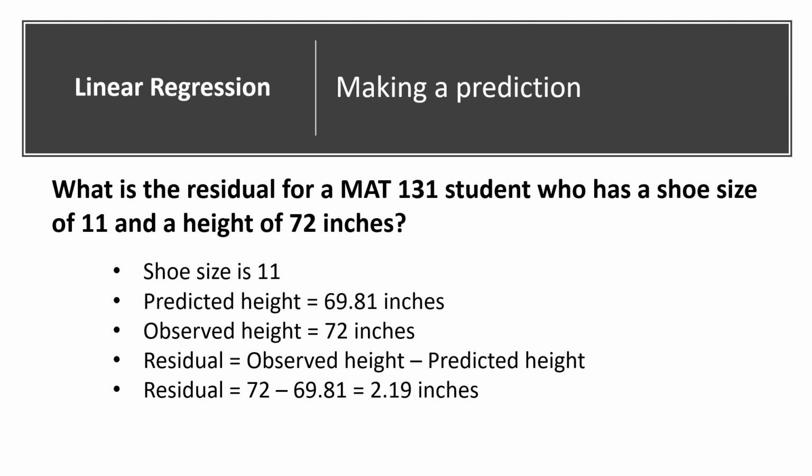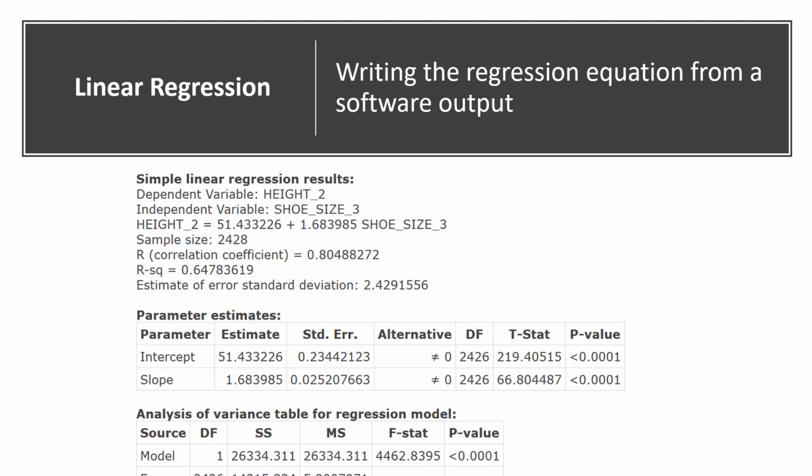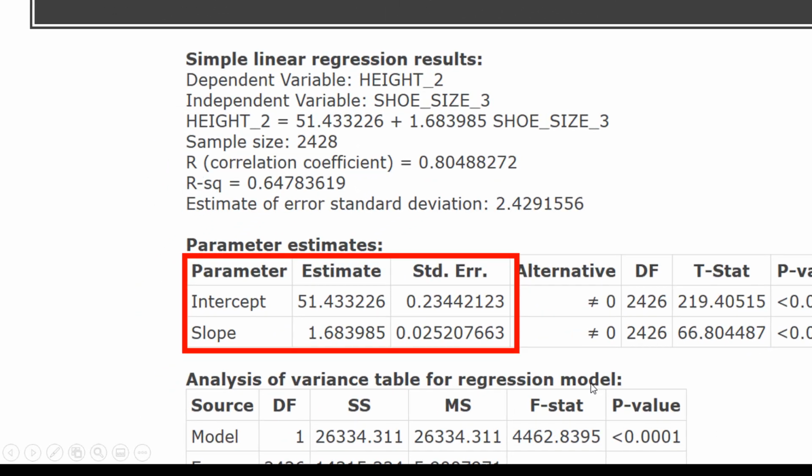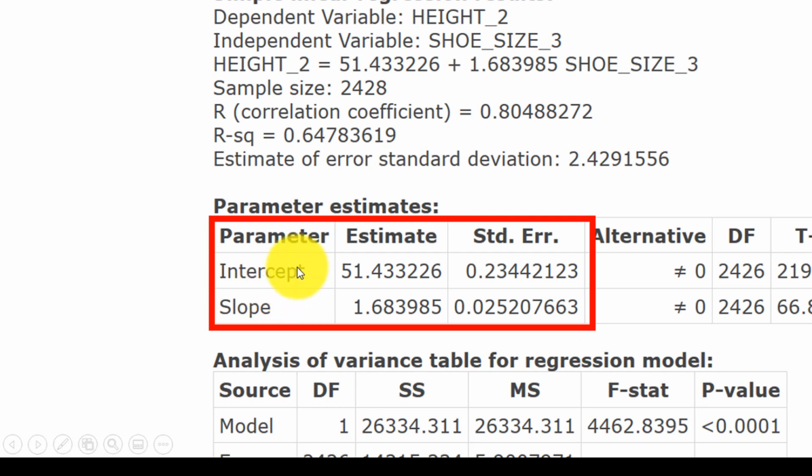Let's go back and look at our StatCrunch output. Here is the output from StatCrunch. If we look down where it says parameter estimates, notice the first one says intercept and the second one says slope. There will be certain situations where you're given a software output and this is what you see. Now, can you make the equation from these values? And the answer is yes.